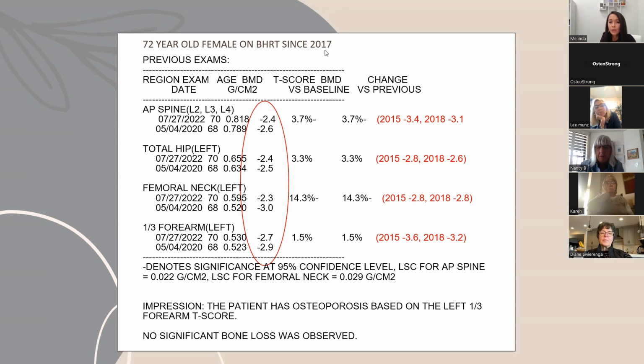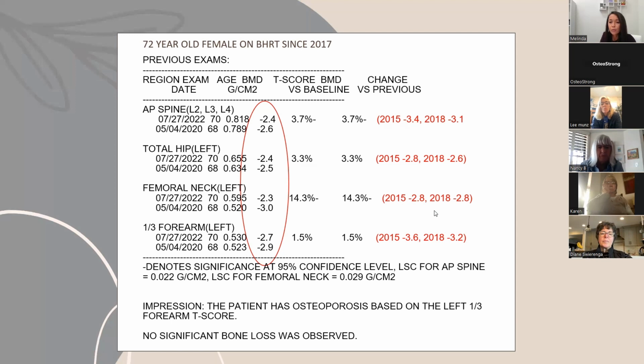And so she started hormones in 2017. And then by 2018, you see the improvement to -3.1 in the spine. And then in 2020 to -2.6, and then in 2022 to -2.4. So from osteoporosis to osteopenia by 2022. And then in the hip from -2.8 to -2.6, -2.5, and then -2.4. So now here as well, osteopenia.